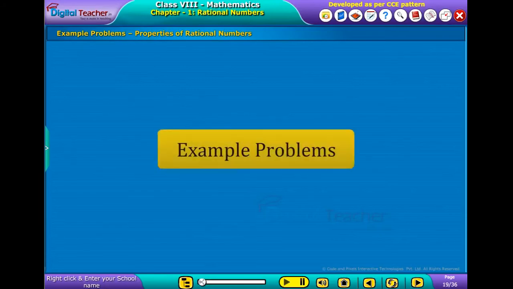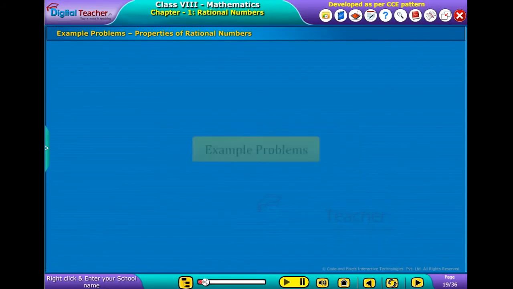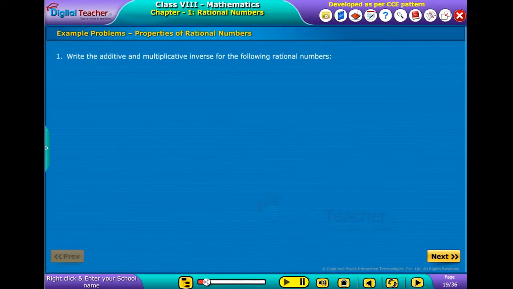Let us solve some example problems on properties of rational numbers. Write the additive and multiplicative inverse for the following rational numbers. A. 5 by 8. Solution. The additive inverse of 5 by 8 is minus 5 by 8, because 5 by 8 plus minus 5 by 8 is equal to 0.